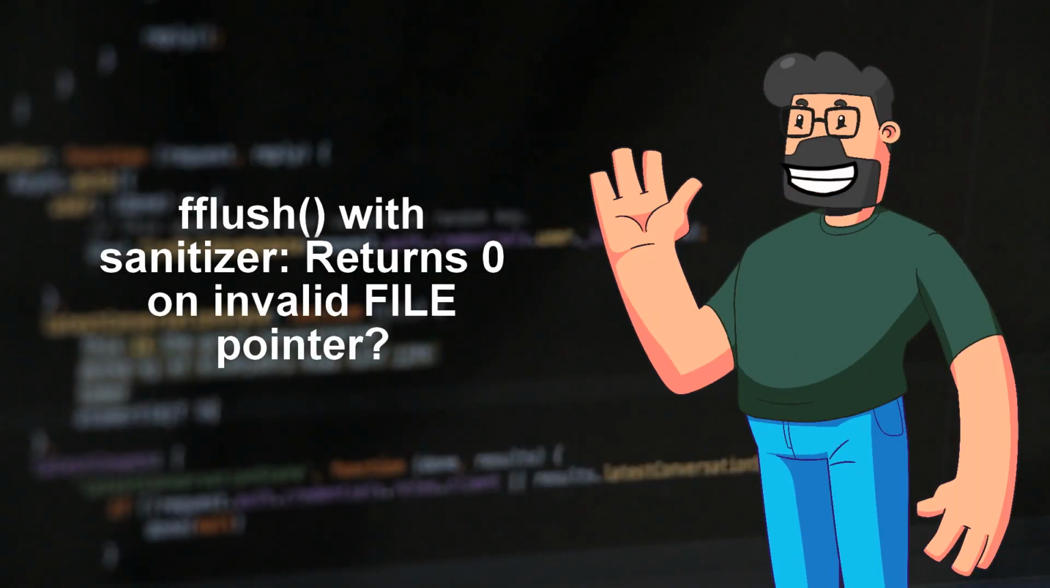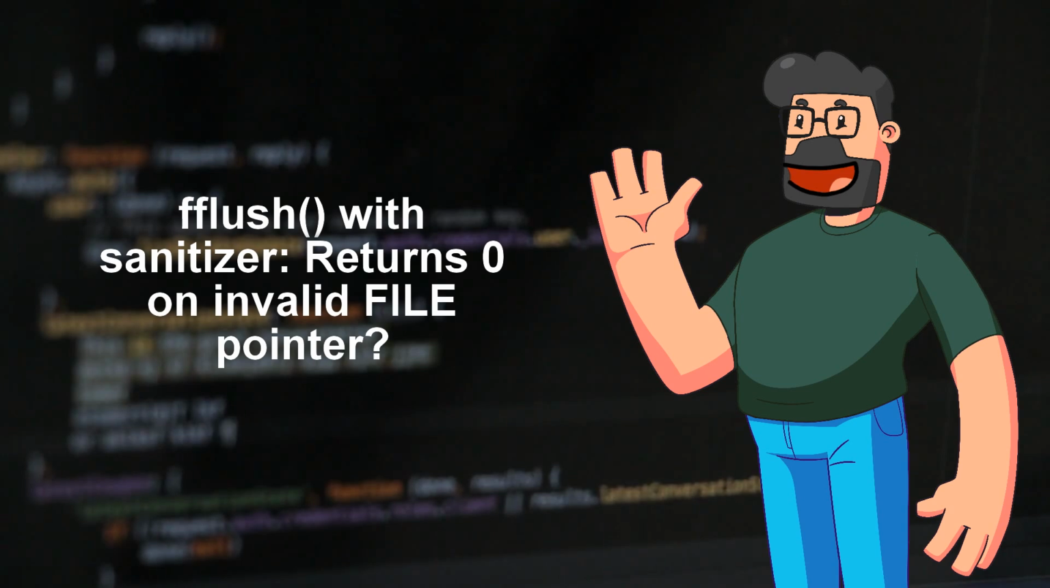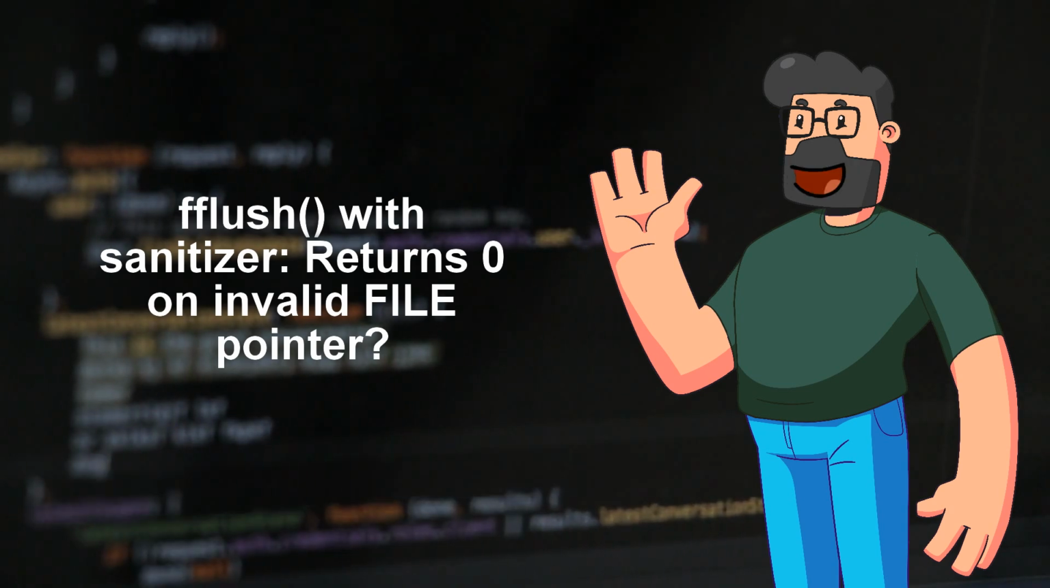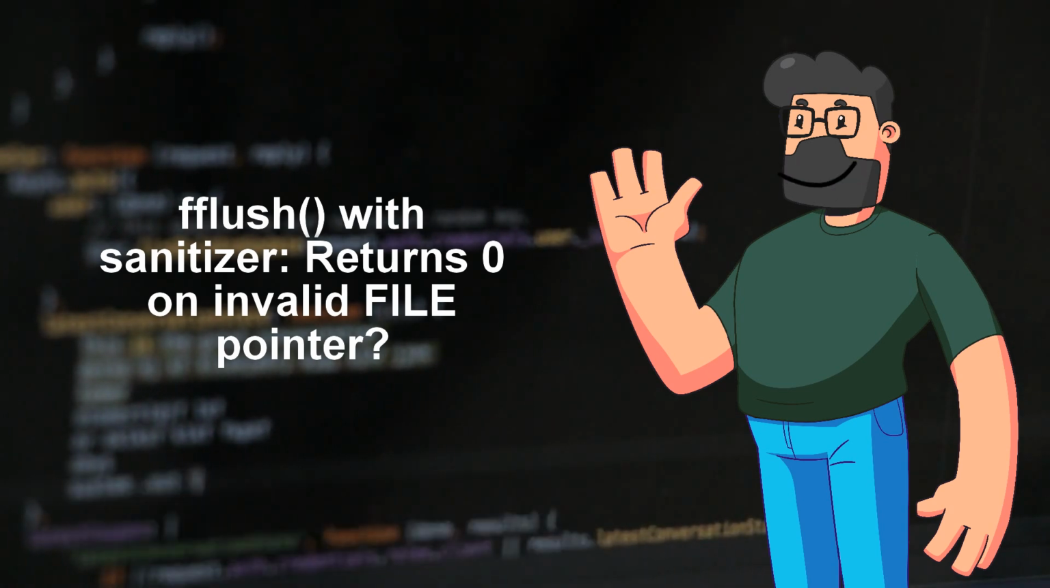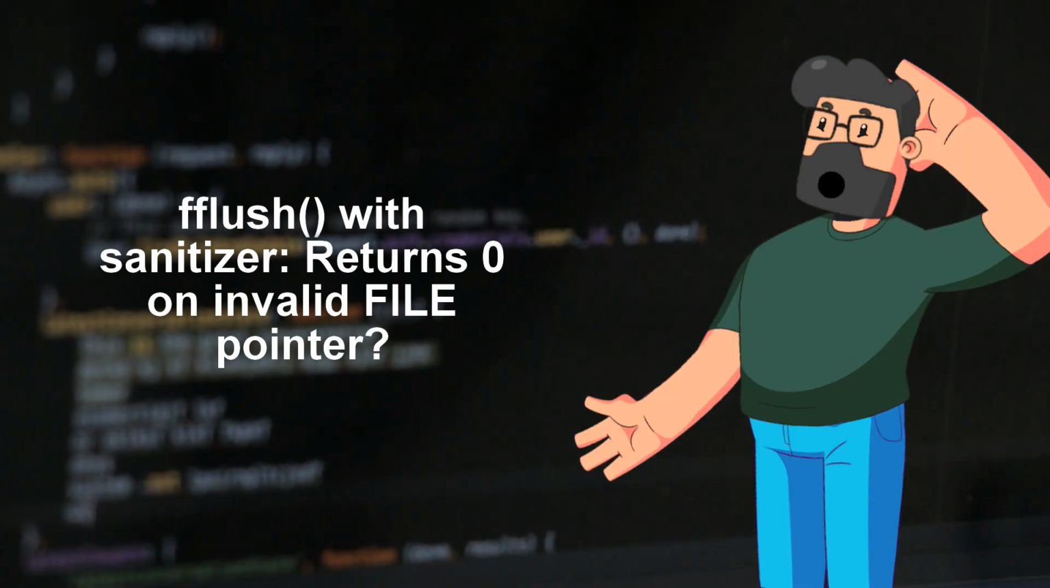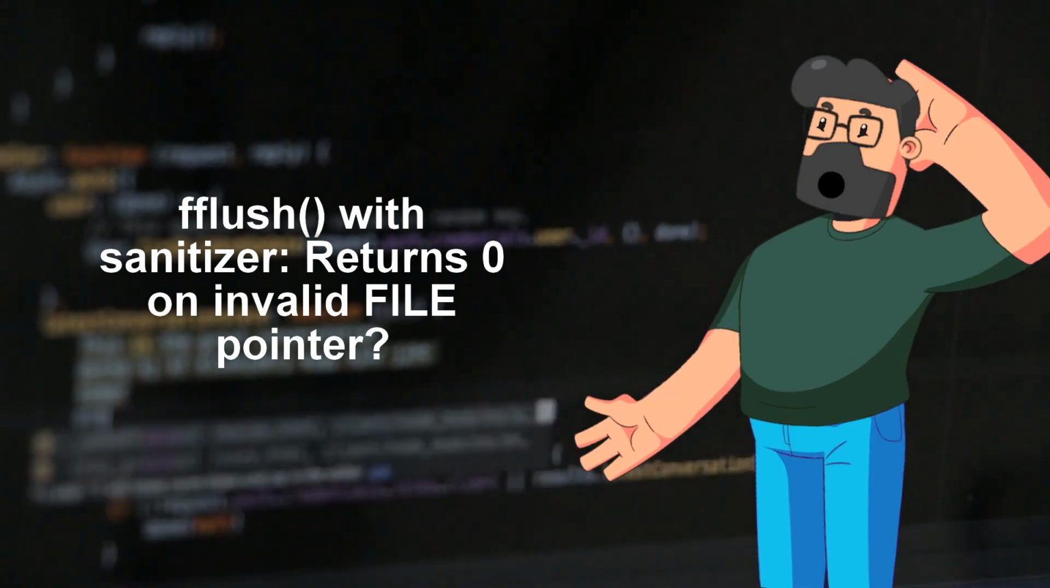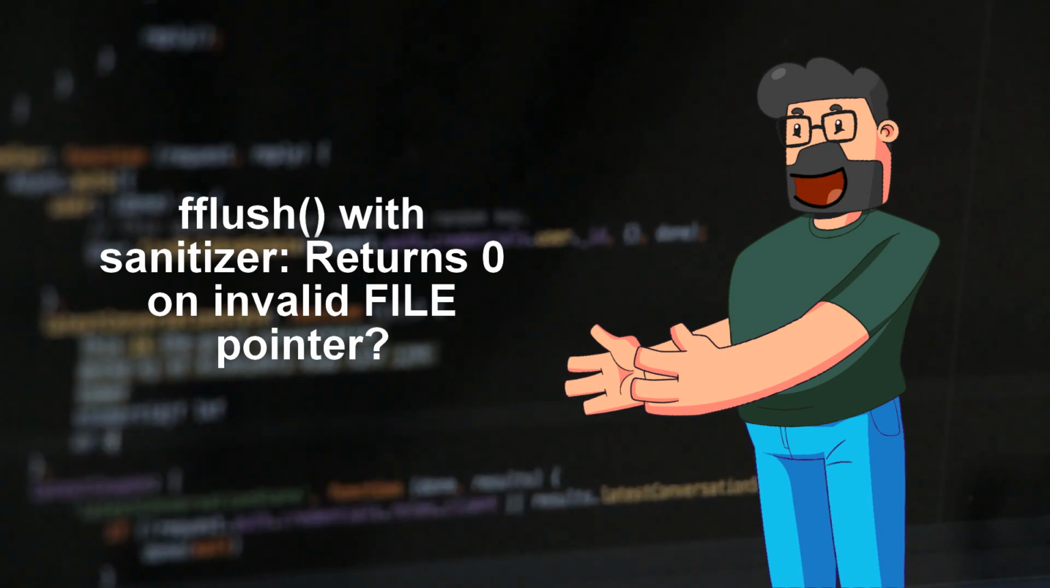Solution time. The key takeaway here is to make sure you're only calling flush on an open output stream to avoid running into undefined behavior. By adhering to the standards and ensuring the stream is in the correct state, you can expect consistent results across different compilation settings.